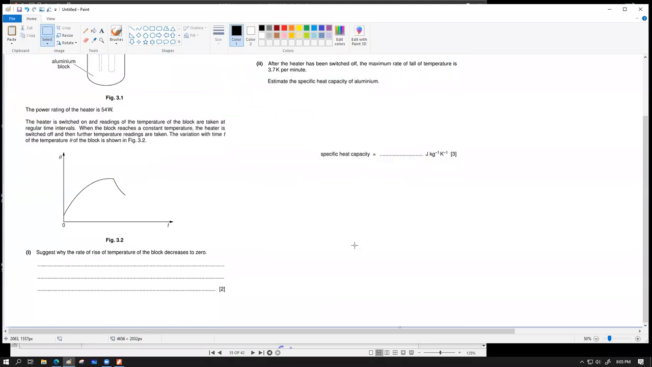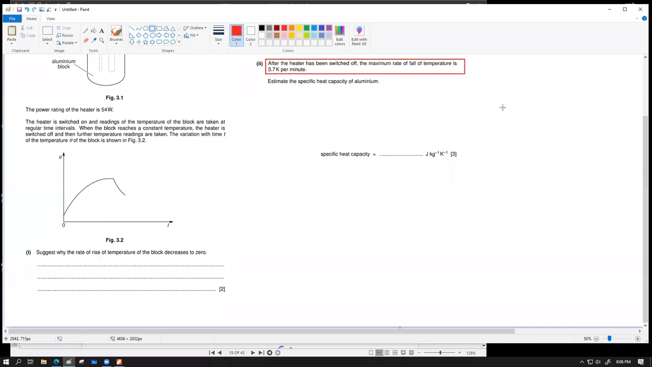All right, have a look. After the heater has been switched off, the maximum rate of fall of temperature is 3.7 Kelvin per minute. Estimate the specific heat capacity of aluminium. Try to understand this part very carefully.